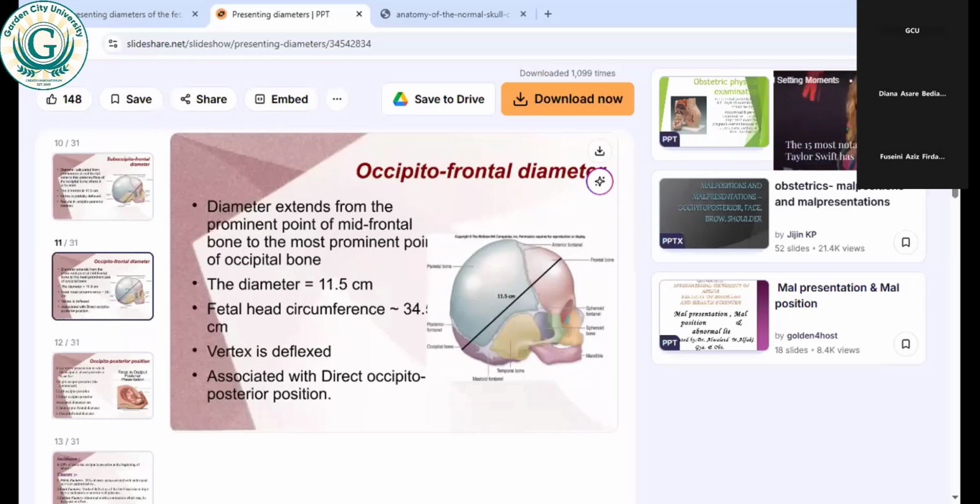So they can ask you a question: when the head is flexed, which diameters present? You know that one is the suboccipitobregmatic and the biparietal. But if it is deflexed, that means it's the occipitofrontal and the biparietal. And the occipitofrontal is 11.5, but the suboccipitobregmatic is 9.5, like the biparietal diameter. Okay.